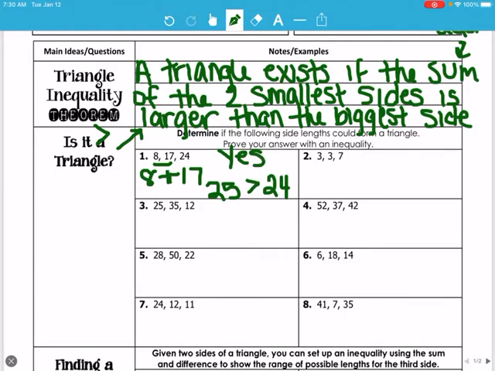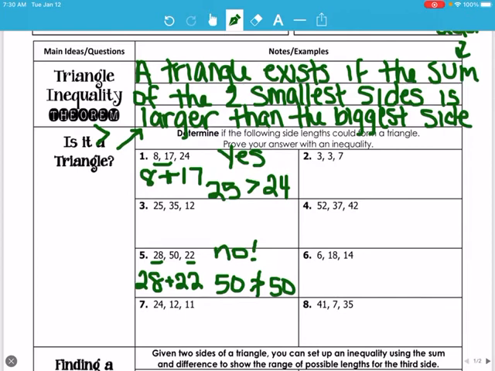Let's skip down to number 5. My two smallest sides are going to be 28 and 22. So I add those two together. When I add those two together, I should get 50. And 50 is not greater than 50. It is the same. That does not work. It has to be greater than. So no, I do not have a triangle here. Okay.